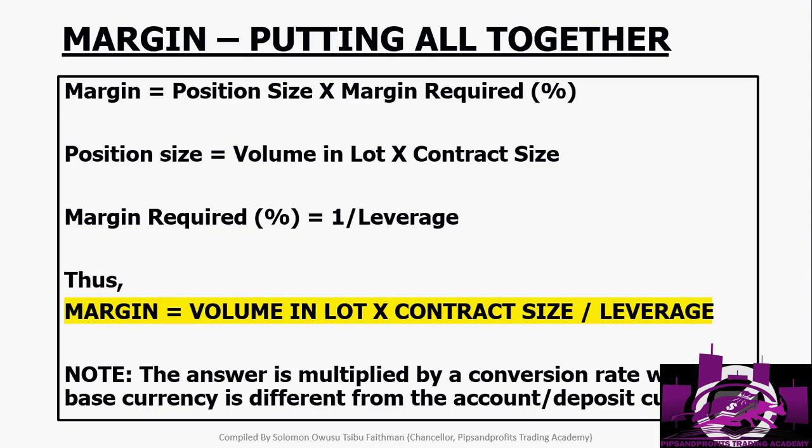Now, we said that when you go straight by this formula, the answer you are going to get is always going to be in the base currency. So if your deposit account is different from your base currency, then a conversion rate is needed. The answer is multiplied by a conversion rate when the base currency is different from the account or the deposit currency.